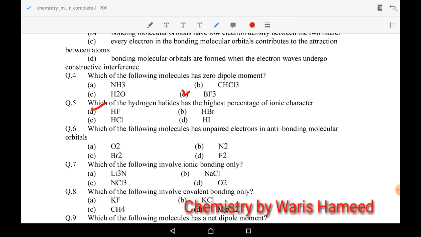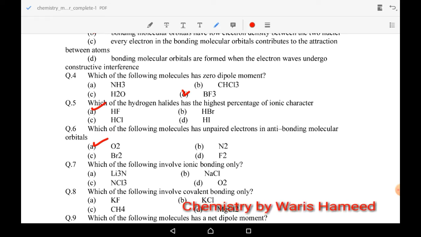Which of the following molecules has unpaired electrons in anti-bonding molecular orbitals? Oxygen has unpaired electrons in anti-bonding molecular orbitals. Due to these electrons it is paramagnetic.